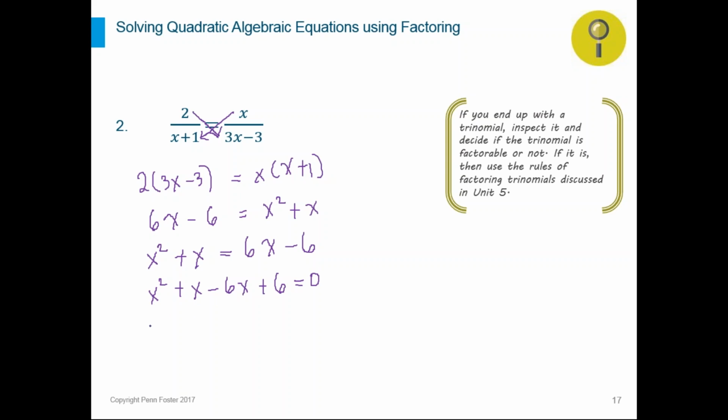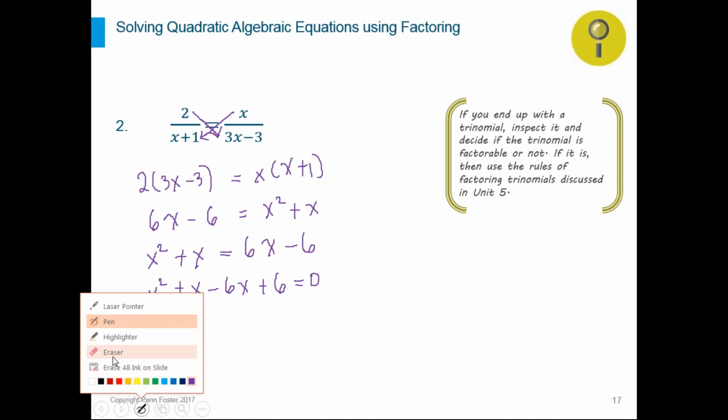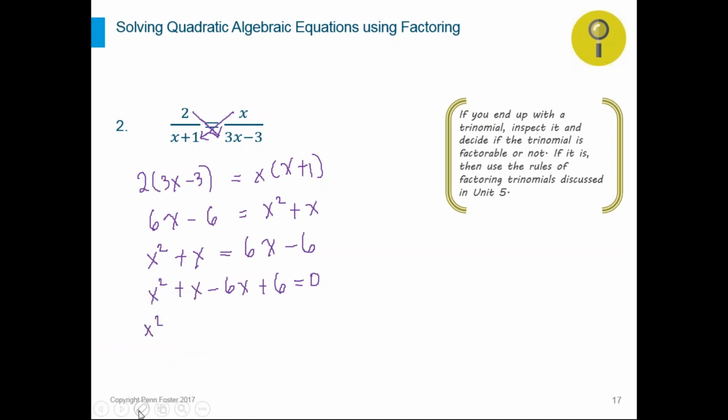Combine the like terms: x squared, plus x minus 6x, that will actually be minus 5x, because 1 minus 6 will give you negative 5, and then plus 6 equals 0. Now look at this, it's a trinomial. If we are able to find two factors of 6 that, when you multiply them, give you positive 6, but when you add, give you negative 5, then this trinomial can be factored, and from there, we are able to find the values of x.